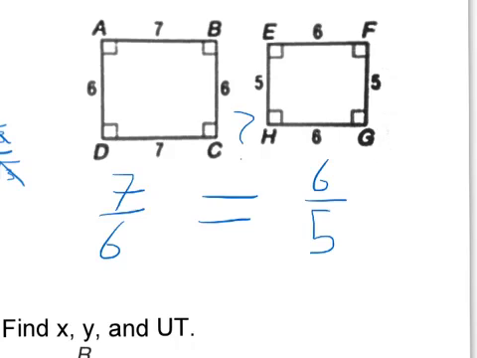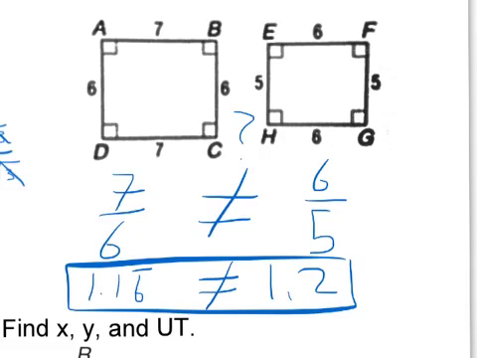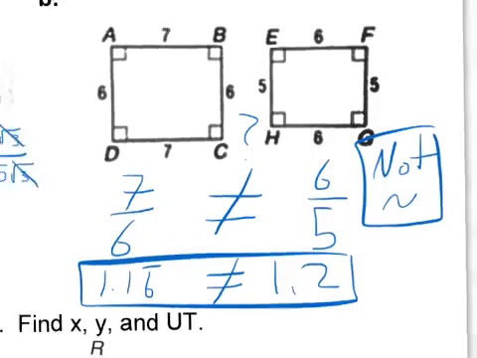I mean, you could put 6 over 5 in your calculator, see what you get back, and put 7 over 6 in your calculator, but you'd get two different numbers. So I'm going to do that real quick. Get my calculator out. So 7 divided by 6, that's actually equal to 1.16 repeating. And 6 divided by 5, that's equal to 1.2. So sure enough, these are not equal. They're close, but they're not equal. So these rectangles are not similar.